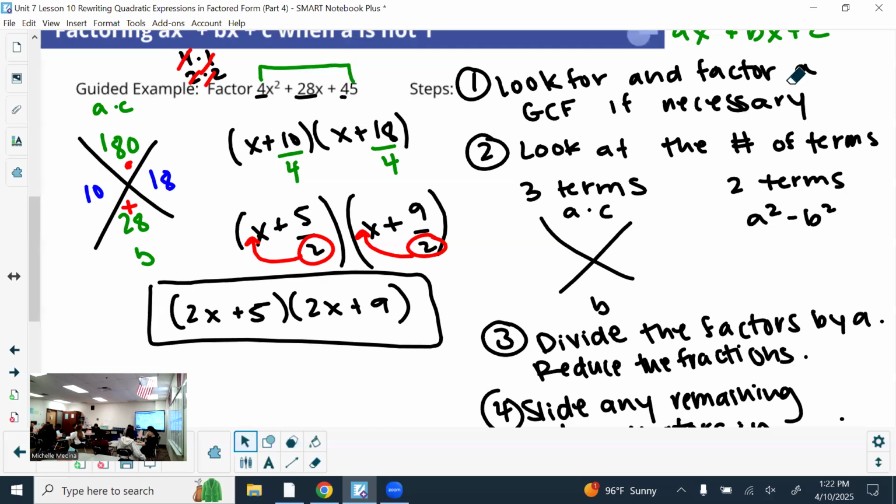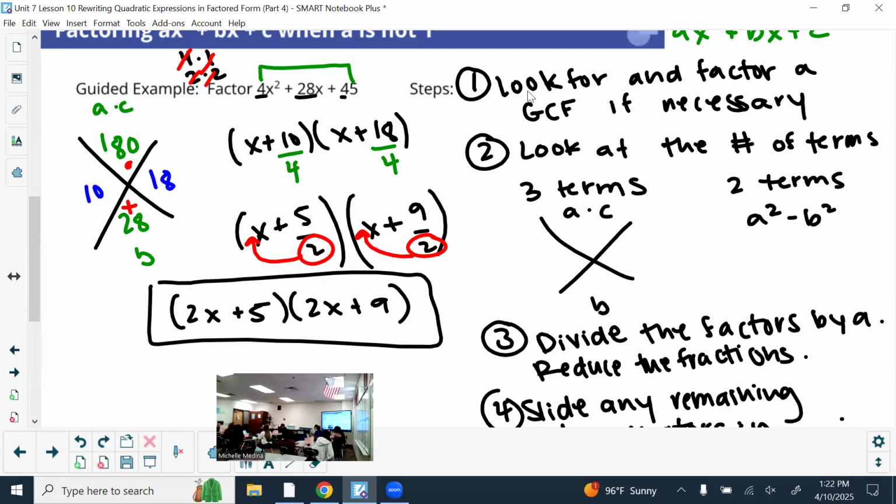You always look for and check for a GCF if necessary. Then you look at how many terms you have to determine how you factor. And if A is not one, you have some extra steps.